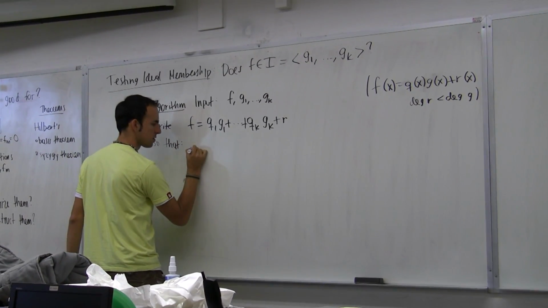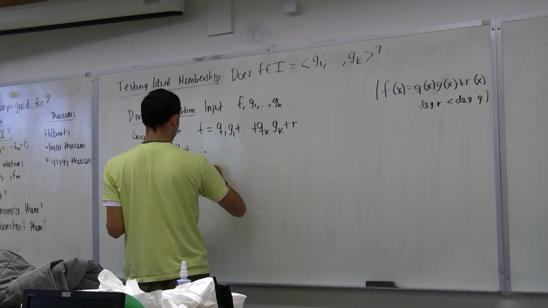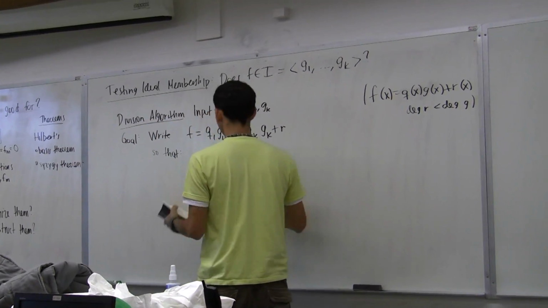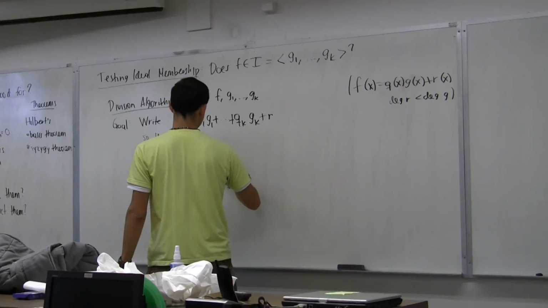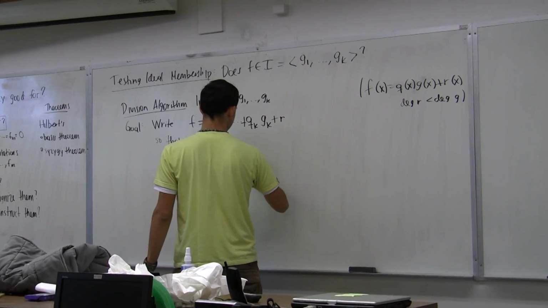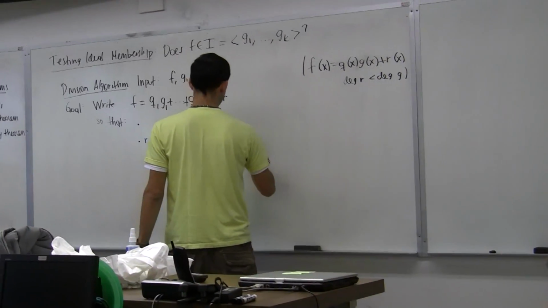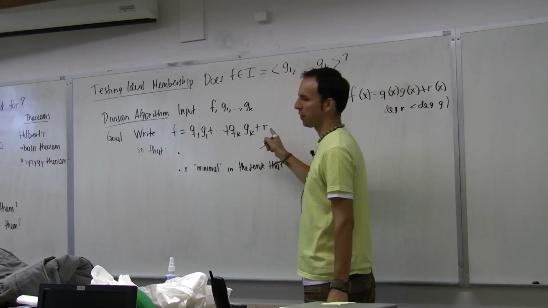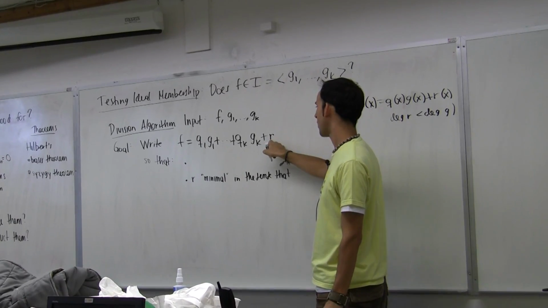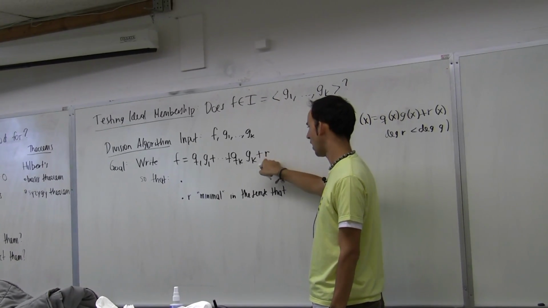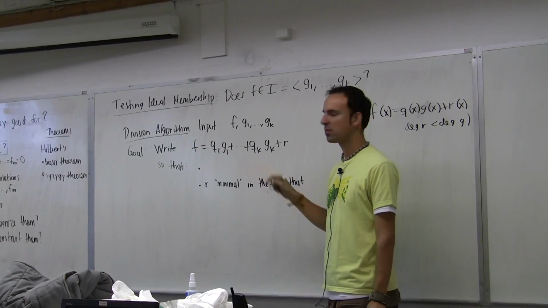first of all, I'll tell you the second condition, which is that r is minimal in the sense that I cannot divide it any further. And what I mean by that is that none of the monomials in r are multiples of any of the leading monomials of the g's.